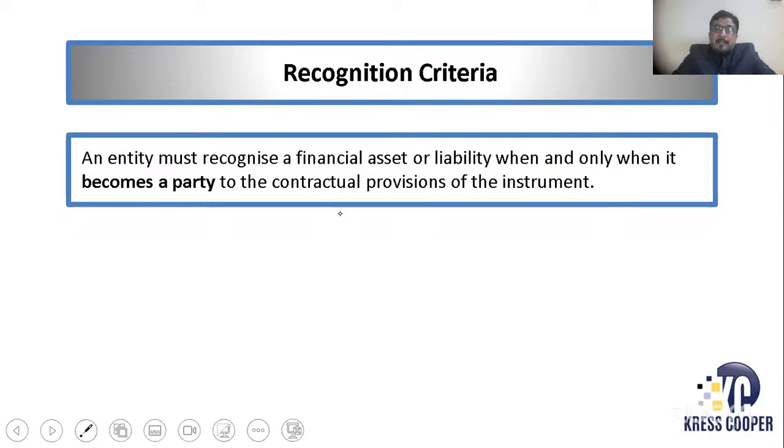IFRS 9 says that if the entity becomes party to the contract, at the same time it should recognize the financial asset or financial liability in its financial statements. So it is very unlike, because we don't have any value with us. We don't have even the probability of inflow or outflow of the economic benefits. Just the entity has become party to the contract.